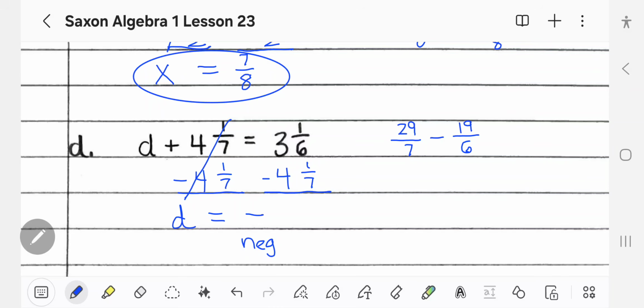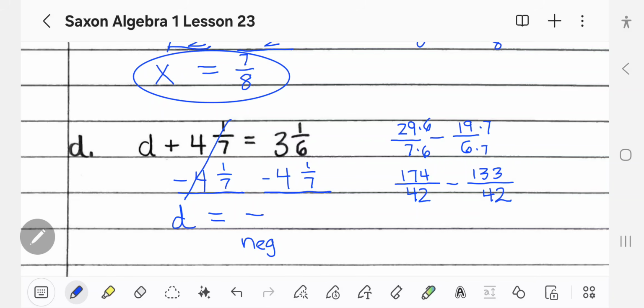So when I subtract those two, I am going to get a common denominator, which is 42. So this is going to have to be multiplied by 6. This is going to have to be multiplied by 7. 29 times 6 is 174, and that's over 42. 19 times 7 is 133, and that's going to be over 42.